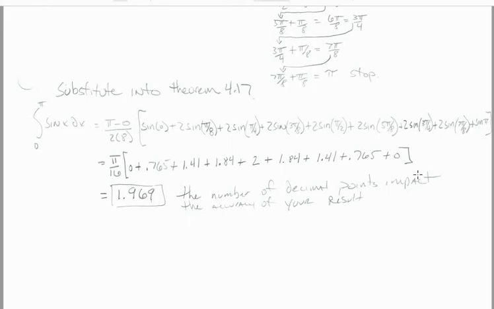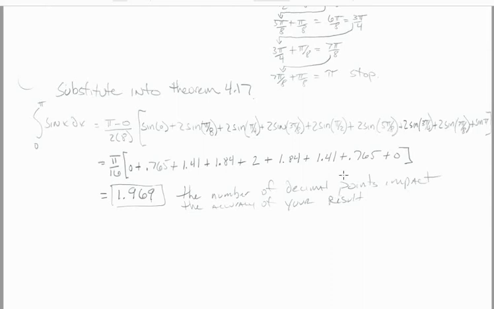Okay, so don't think that that works for every single problem we do. It's working for this problem, but not for all of them. If you add all those up and multiply by pi over 16, you should approximately get 1.969.